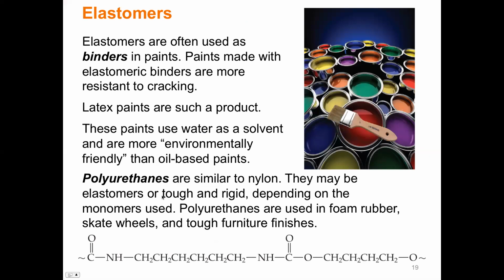Then you have polyurethanes. These are similar to nylon. So again, polyurethanes, rubber, skate wheels, these are different types of things, furniture, finishes, and that kind of thing. So these are both elastomers. We don't want flaking taking place in both of these cases.